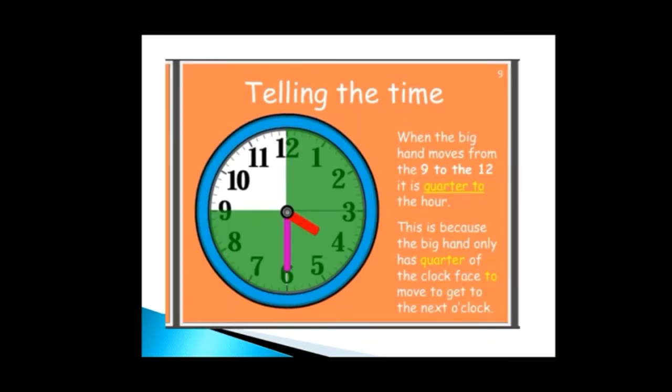In the third picture, 3/4 of the clock is covered with green color. When the big hand moves from the 9 to the 12, it is quarter to the hour. This is because the big hand only has a quarter of the clock face to move to get to the next o'clock.